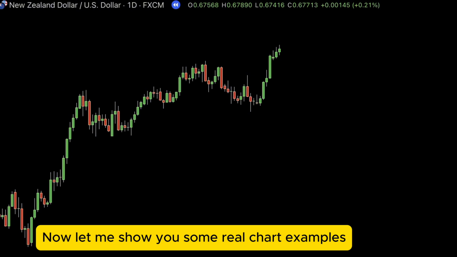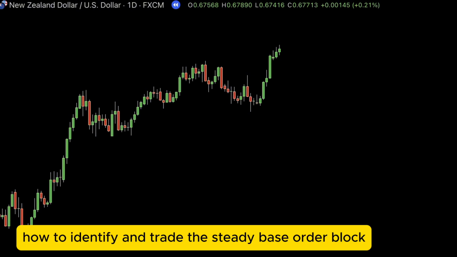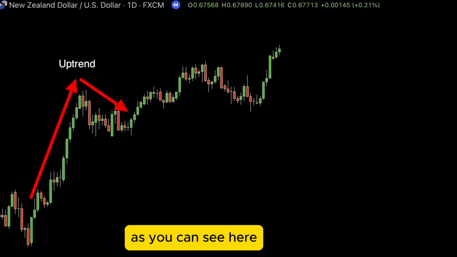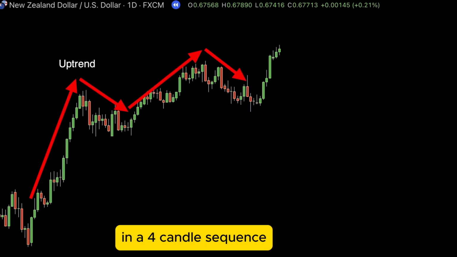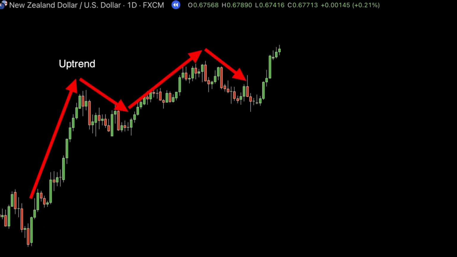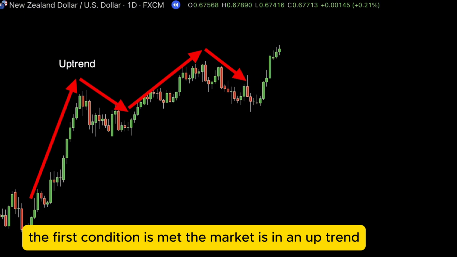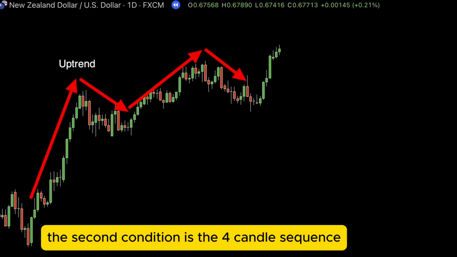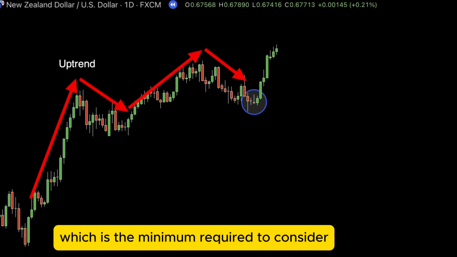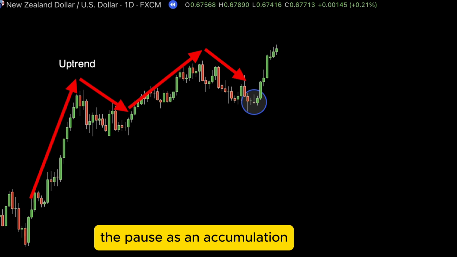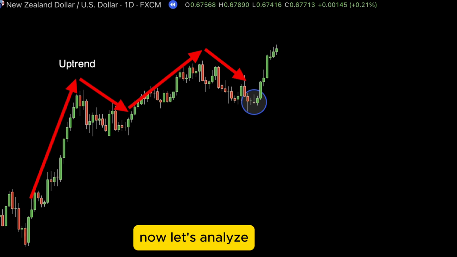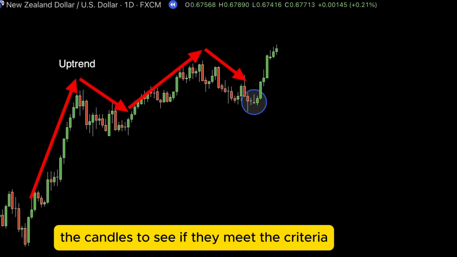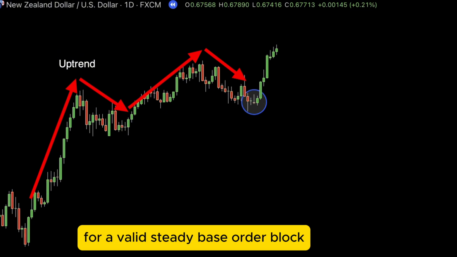Alright, now let me show you some real chart examples to help you understand how to identify and trade the steady base order block. As you can see here, the market is trending upward before pausing in a 4-candle sequence. The first condition is met, the market is in an uptrend. The second condition is the 4-candle sequence, which is the minimum required to consider the pause as an accumulation. Now, let's analyze the candles to see if they meet the criteria for a valid steady base order block.